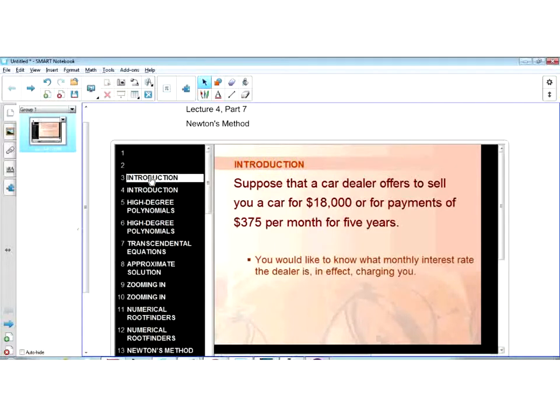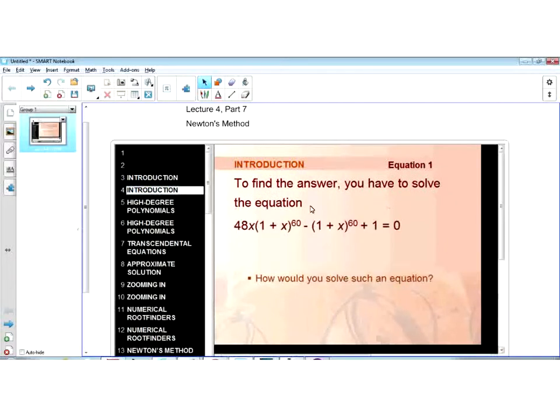So, for instance, suppose that a car dealer offers to sell you a car for $18,000 or for payments of $375 per month for 5 years. You would like to know what monthly interest rate the dealer is, in effect, charging you. All right, so to find the answer, you have to solve this equation. Here's the equation. Don't worry about how it was derived. And so how would you solve such an equation?